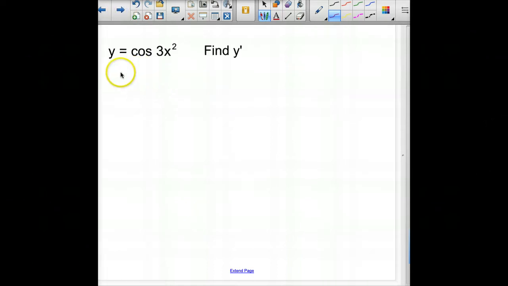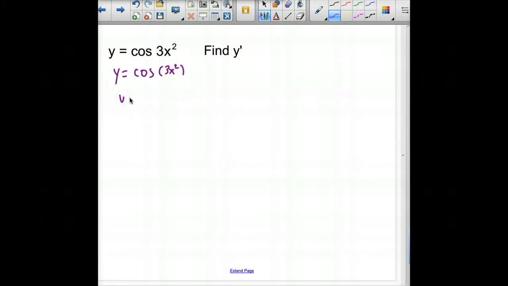Here's another one that we're trying to figure out what's our inside and what's our outside functions. Remember, this power of 2 only applies to the x. So our outside function is cosine of, and then 3x squared is the inside function. That's another way to write what this means, but we don't write it like that, so you just need to know that. It's implied that you should know that that 3x squared is the inside function.